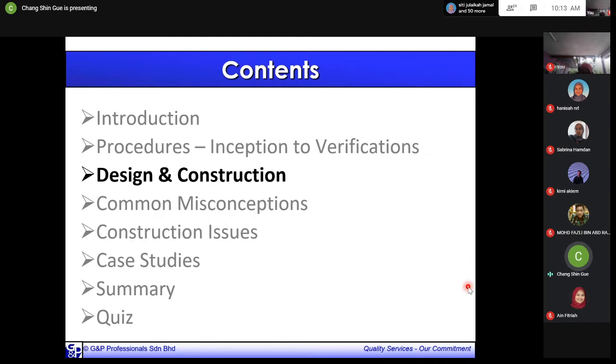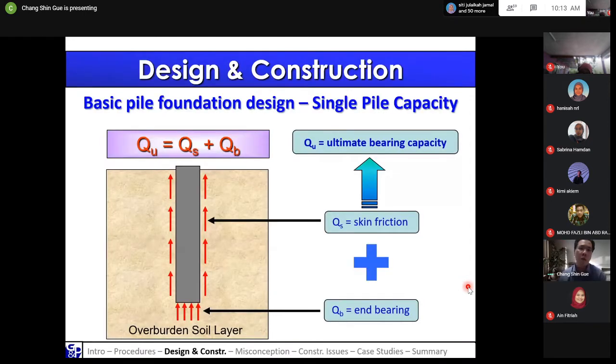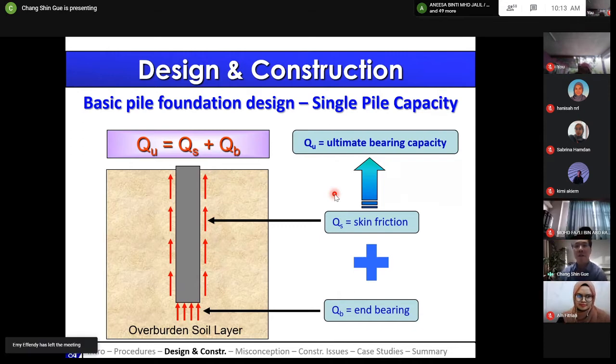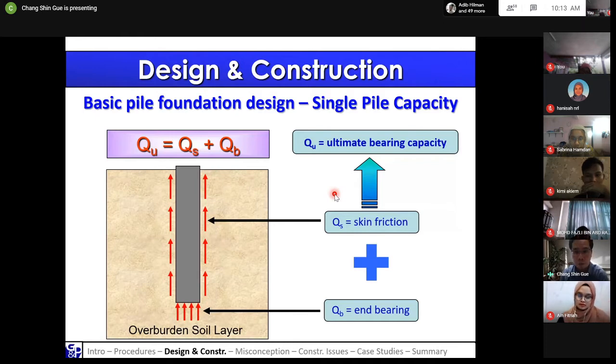Okay, I'll move on to design and construction. Now, I won't go into detail, but I'm sure that your lecturers or your professors in your universities have taught you well on the calculation of geotechnical pile capacity. But just to recap, for a single pile capacity, the geotechnical capacity comes from the pile shaft friction, which means that it's the overall friction against the soil. It gives you the shaft resistance plus the end bearing. So the shaft skin friction and the end bearing gives you the ultimate bearing capacity.